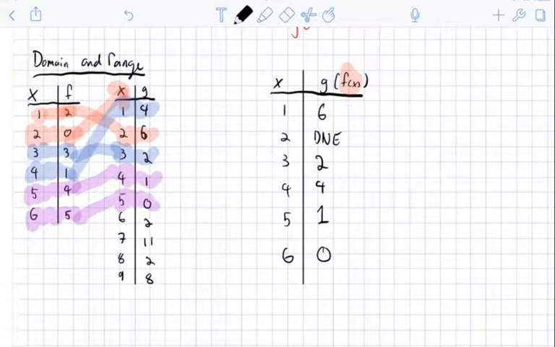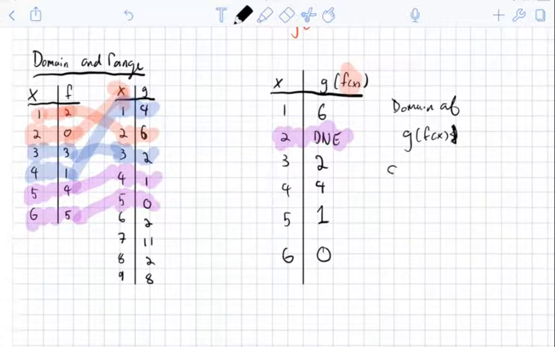So we have to exclude x equal to 2 from the domain of this function. The domain of g of f of x is the numbers 1, 3, 4, 5, and 6.